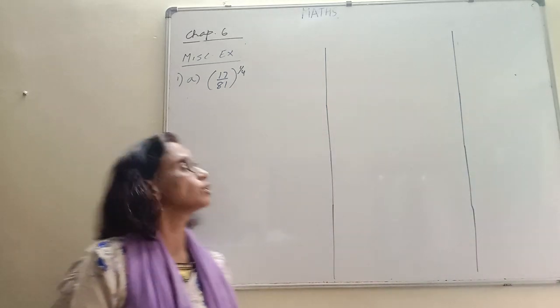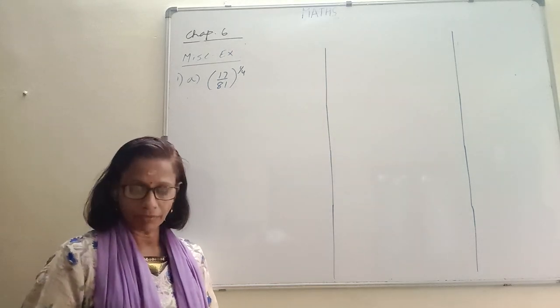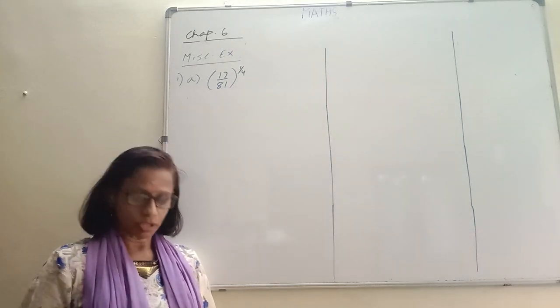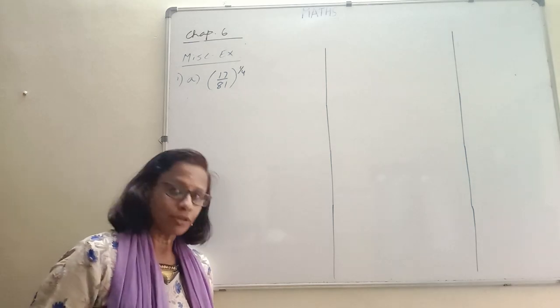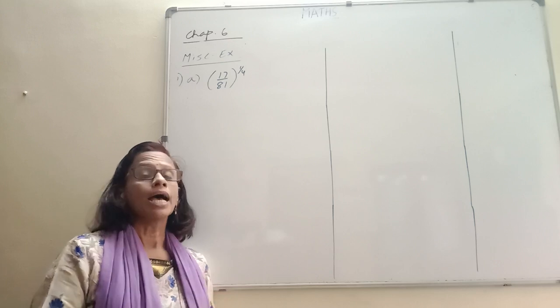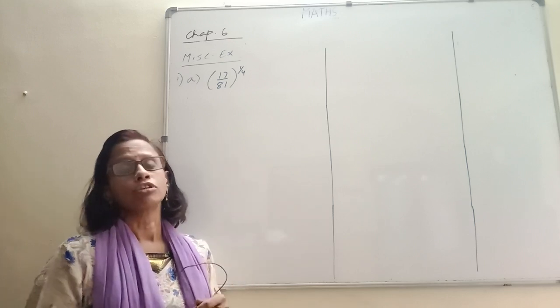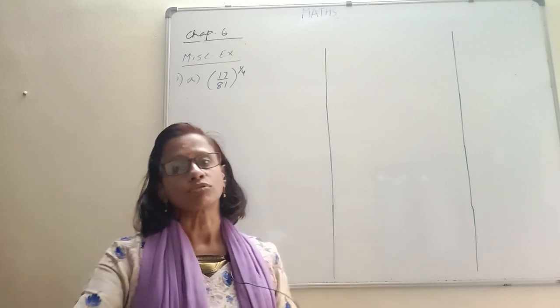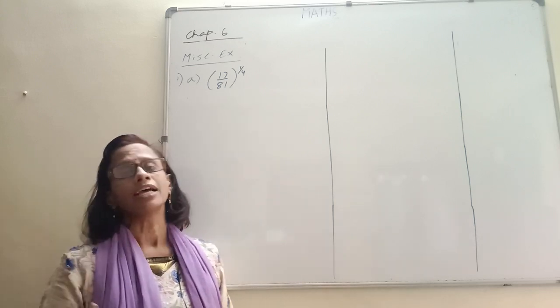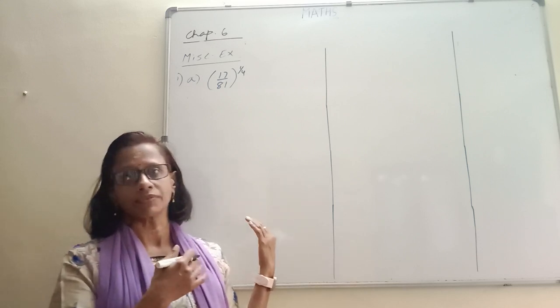they give us (17/81) whole raised to 1/4, the fourth root. So whether we remember what we have done in approximations, for the given value we always try to find a standard value which is close to this value, and then use that, that's why it's called approximating. So we find a standard value close to this value, and from there we will find the approximate value of this given function.